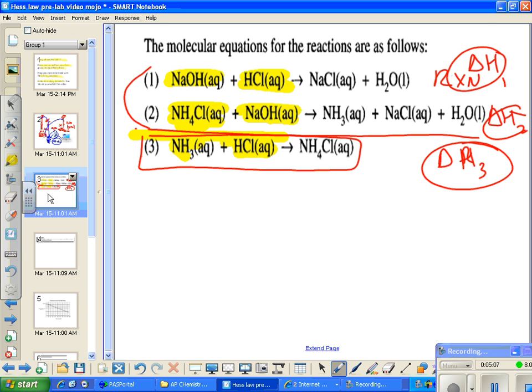You should have them written down. They're on your lab sheet, but have them spaced out. Have a little mini data table for each of them. So NaOH, HCl, you're going to react that. NH4Cl and NaOH, you're going to react. NH3 and HCl, you're going to react.